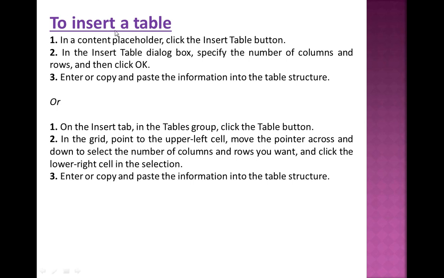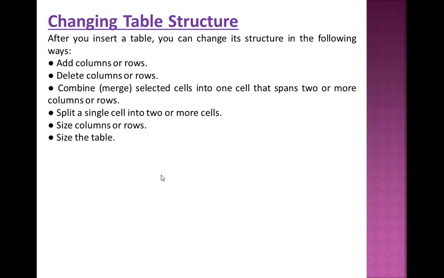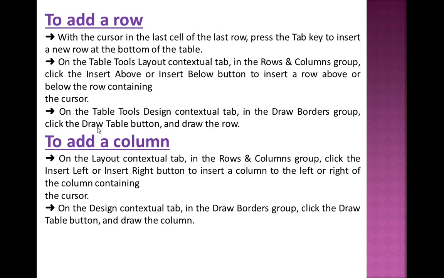Then these are the steps available: how to insert a table, how to draw a table, how to edit table contents, then how to delete a table. We can change the structure of the table. These are the different elements which we can change in the table. We can add columns or rows, we can delete columns or rows, we can merge columns into one cell, we can split a single cell into multiple parts, and we can also size different rows and columns, or we can also size the table. Means we can change the size of the columns, rows, or the table.